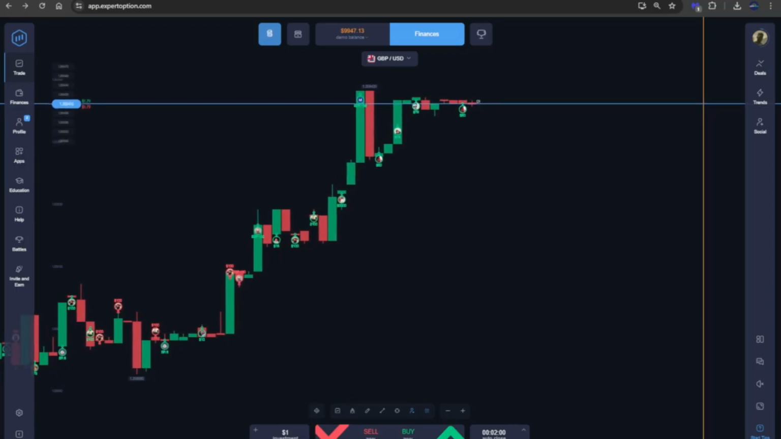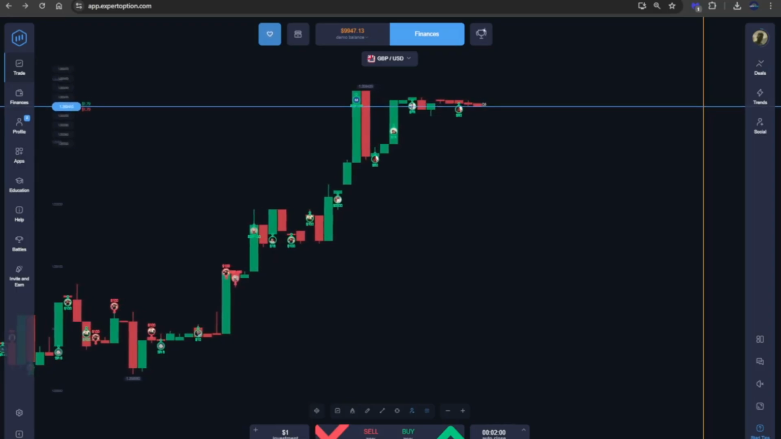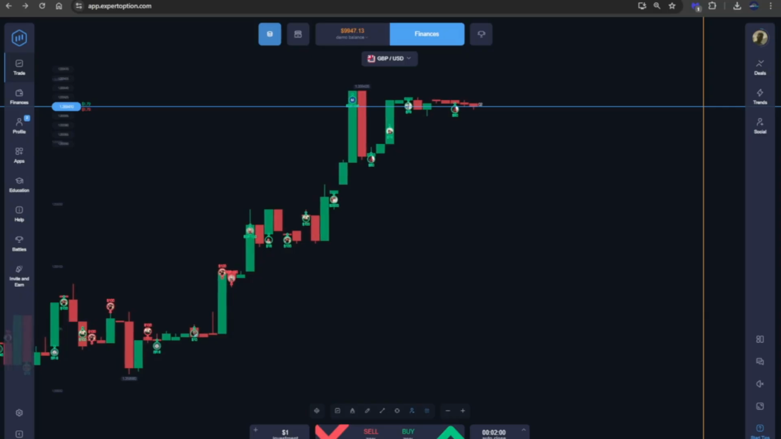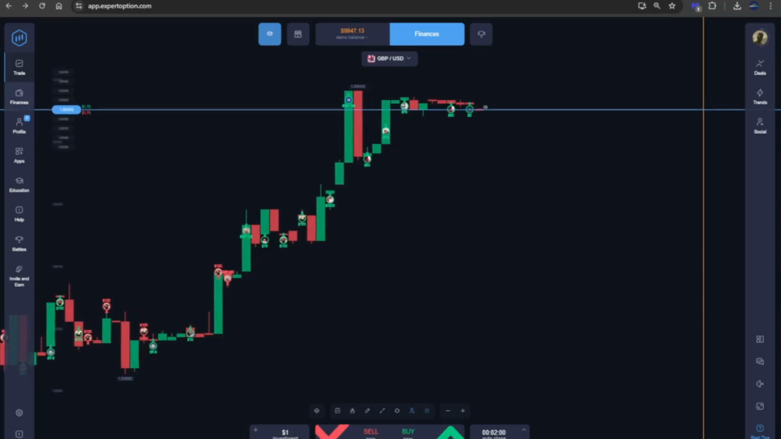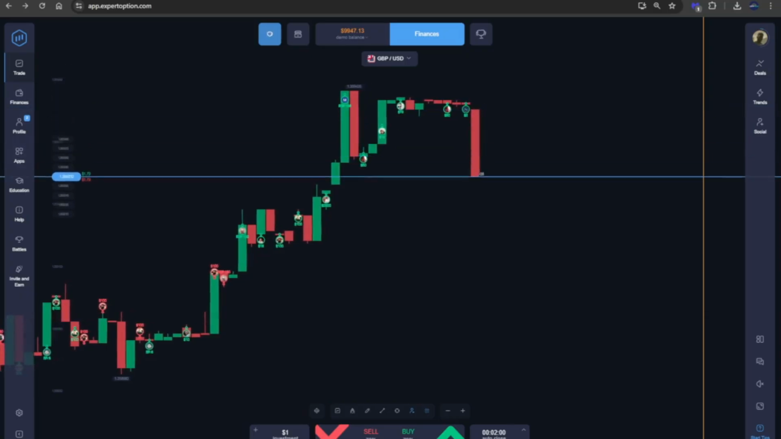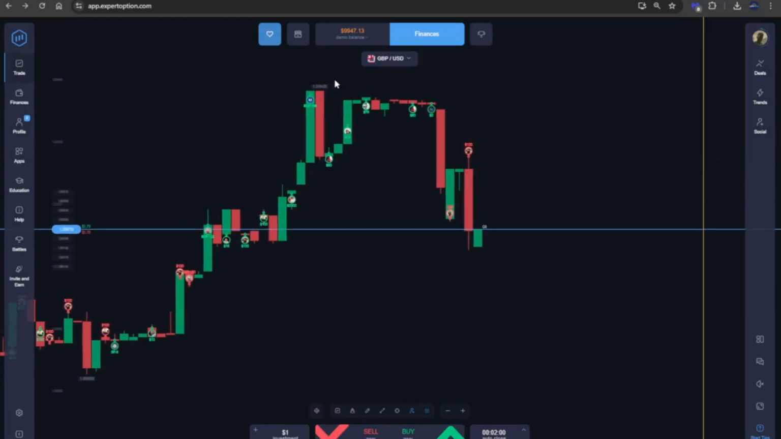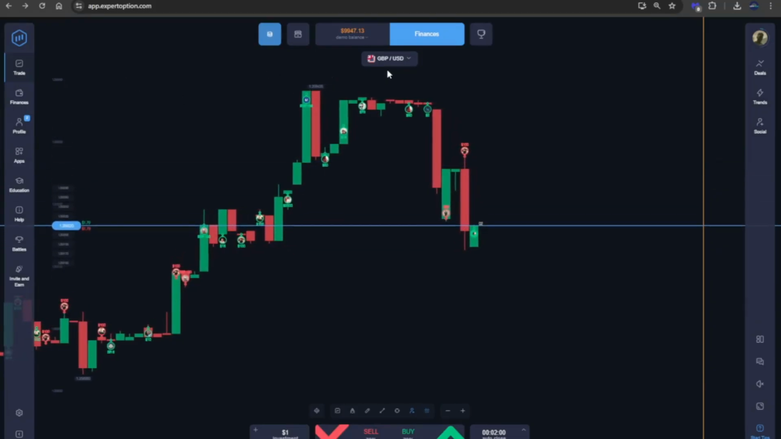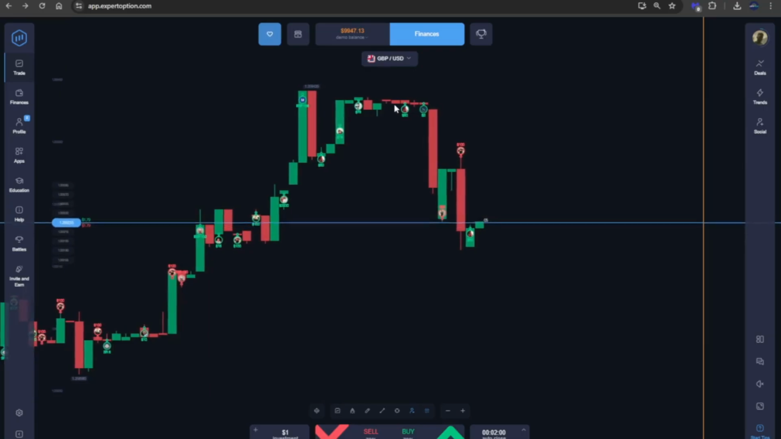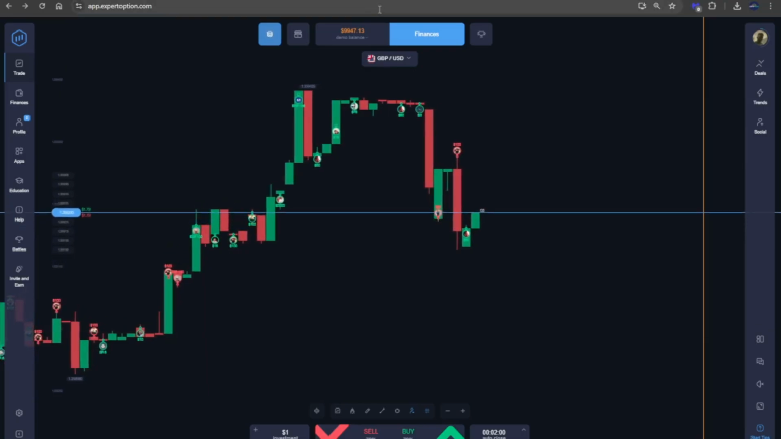All right, expert option trading. So I've already deposited some funds in this trading app. $20 deposited successfully. I guess what I'll try to do right now is to find the best market to start off or to begin with.